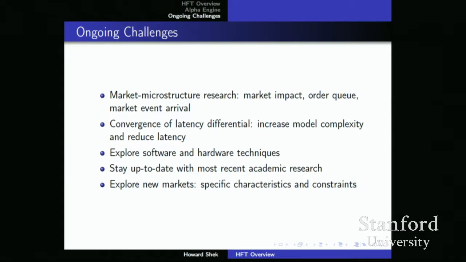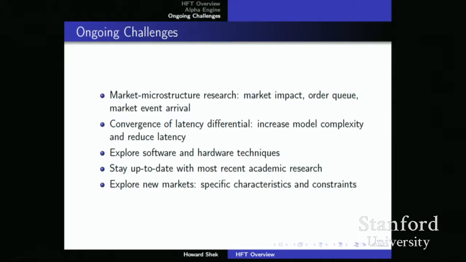Just want to talk about some of the ongoing challenges from a researcher's standpoint for this field. The first challenge is to carry out in-depth market microstructure research. This includes market impact models, order queue dynamics, and also market event arrival, which we just talked about. I believe the edge from the next generation of models will come from a detailed understanding of the market microstructure.